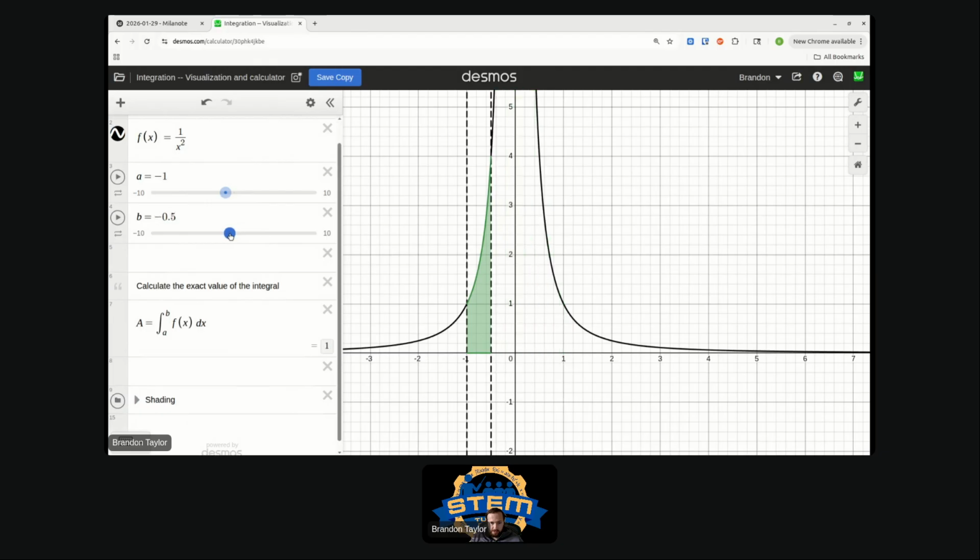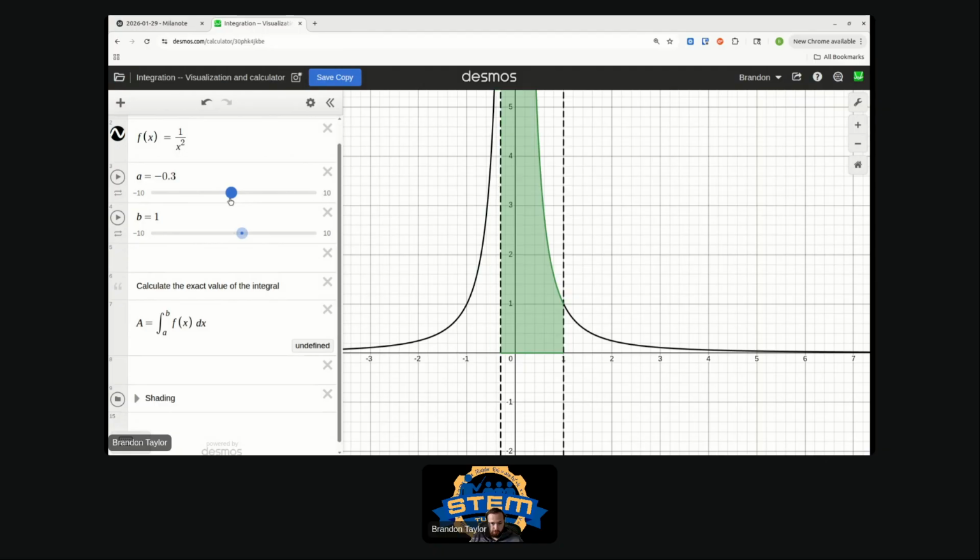Whereas if it was reversed, if it's an upper bound, you have to approach from the left. So that's the rule. If it's an upper bound, you approach from the left. If it's a lower bound, you approach from the right. End of story.